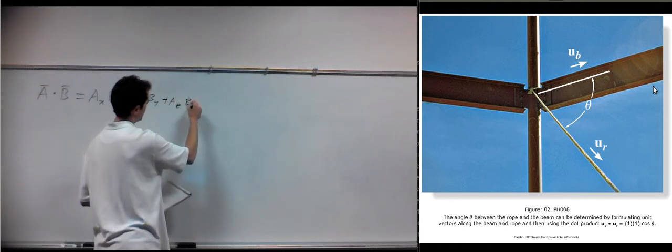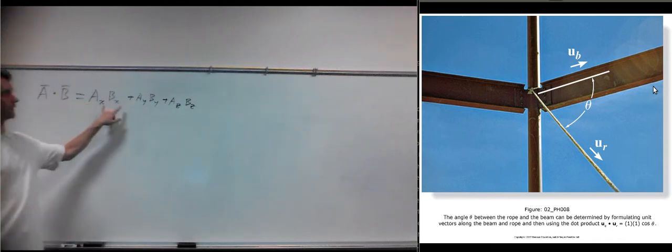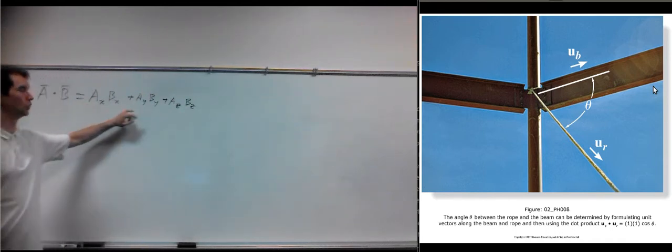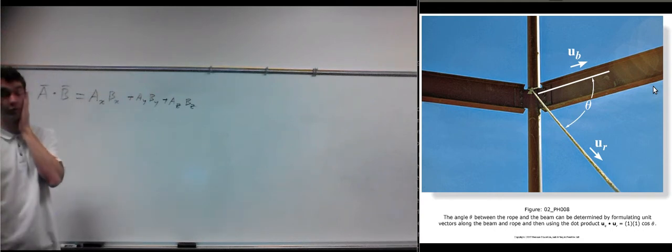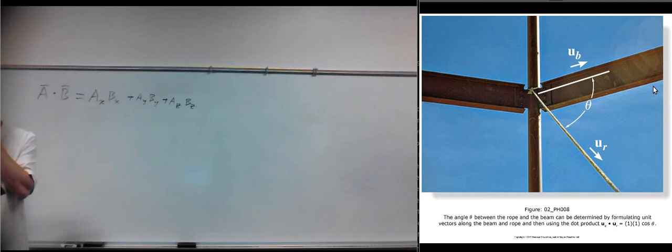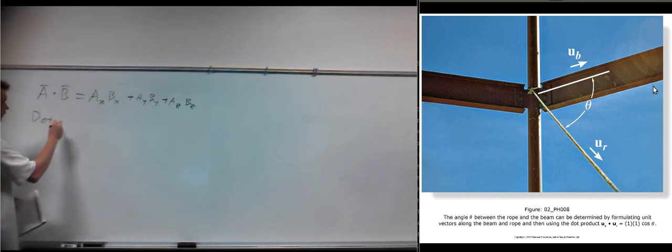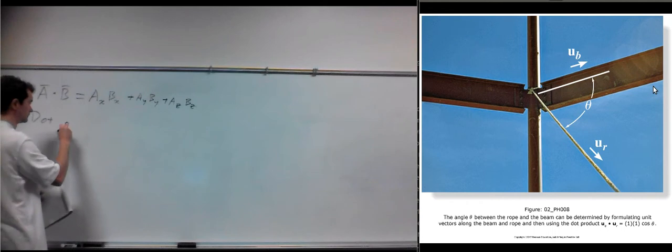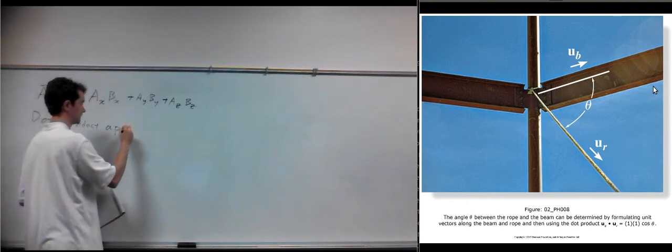AZ times BZ. Alrighty, and notice there are no direction vectors on this side. So the dot product of two vectors is going to be a number, or in other words, a scalar. So we'll look at some applications of the dot product, when to use it. Two applications.